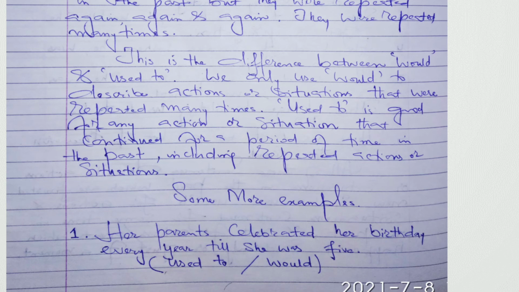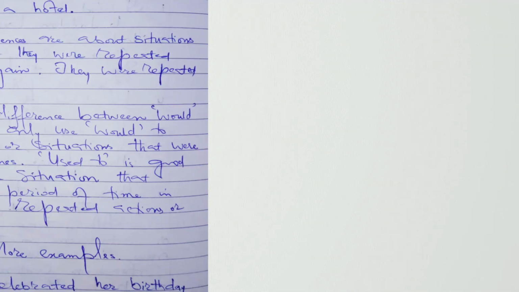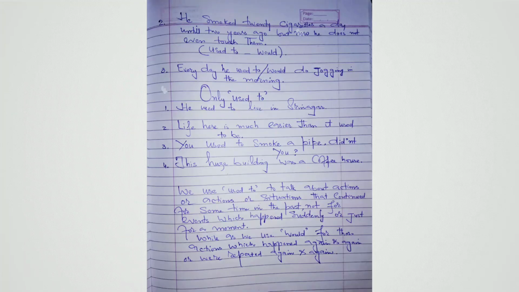That means in these sentences both the auxiliary verbs are correct. We can say her parents used to celebrate her birthday every year till she was 5. We can also say her parents would celebrate her birthday every year till she was 5. In this sentence, both auxiliary verbs are okay, the meaning is the same. Now let us move to another example.